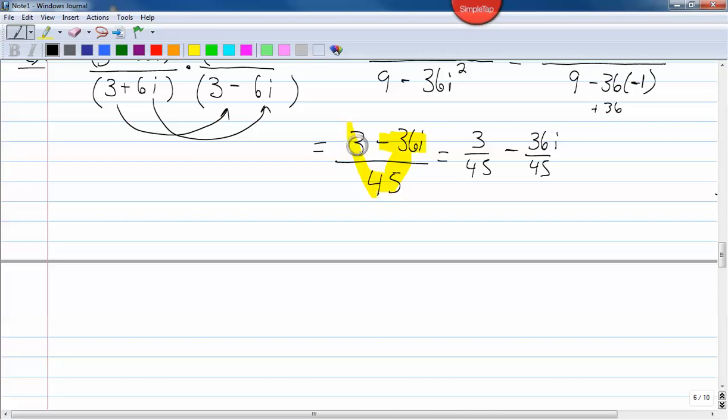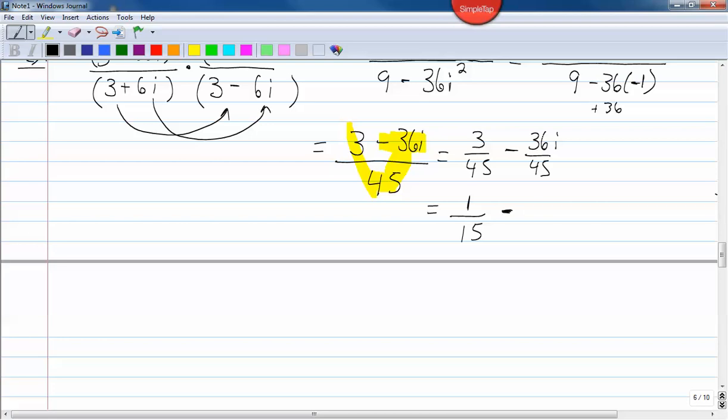Alright, so this term minus this term. Now I need to see, do my fractions simplify? And they do. You can divide the numerator and denominator here by 3. So the numerator becomes 1. The denominator, 3, will go into 45 15 times. The denominator becomes 15.